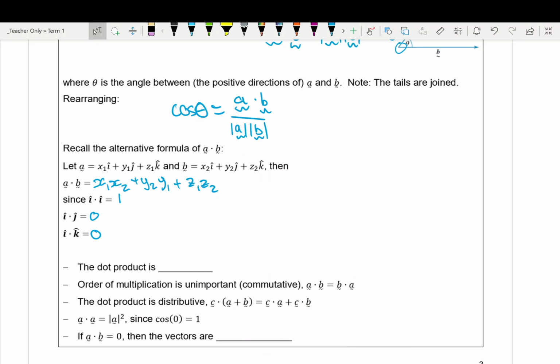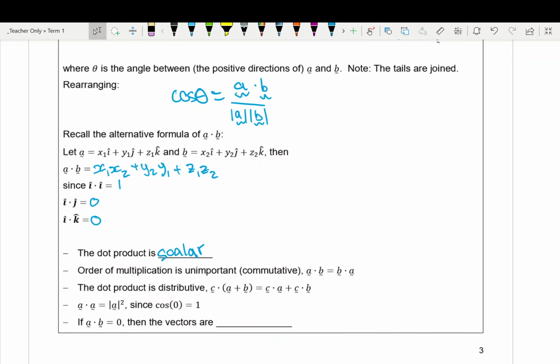So reminder, the dot product is a scalar. It does not spit out a vector, it gives us a scalar value. The order of multiplication is unimportant. A dot B is equal to B dot A. This is the commutative property. It's also distributive, so C dot A plus B is the same as C dot A plus C dot B. And A dot product with itself is the same as the square of the magnitude, since cosine of 0 is equal to 1. So if the vectors are equal, then the angle between them is, of course, going to be 0. If A dot B equals 0, then the vectors are perpendicular.